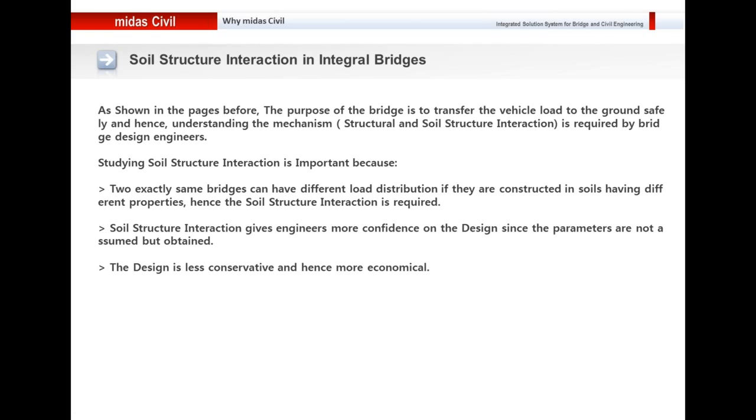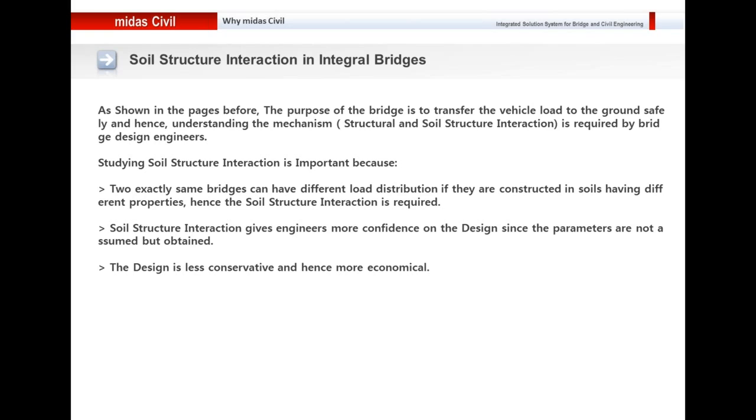So once again, as I said earlier, the purpose of the bridge is to transfer the vehicular load safely from the structure to the ground, and it is important because if you have two exactly the same bridges, they can have different load distribution if they are constructed in soils having different properties. Two bridges with the exact same dimensions, the exact same geometry, and the exact same pre-stressing, if it is a pre-stressed bridge, can still have different load distribution if they are constructed in soils having different properties.